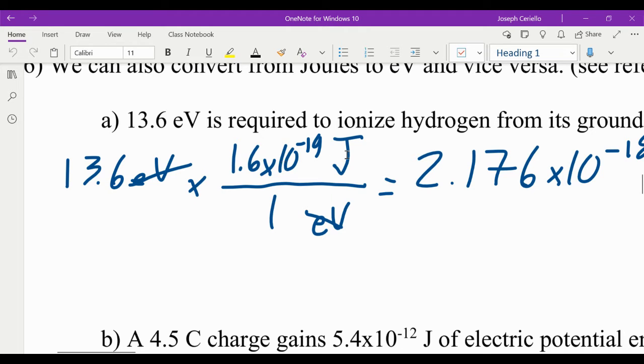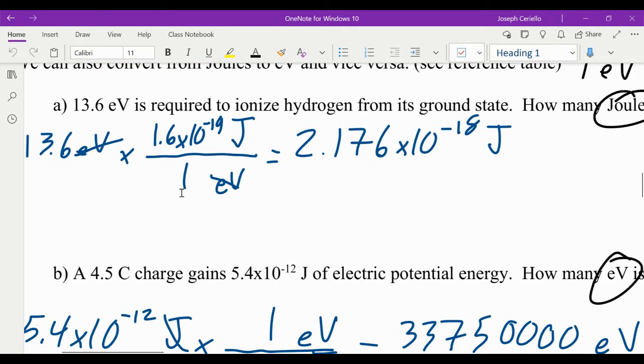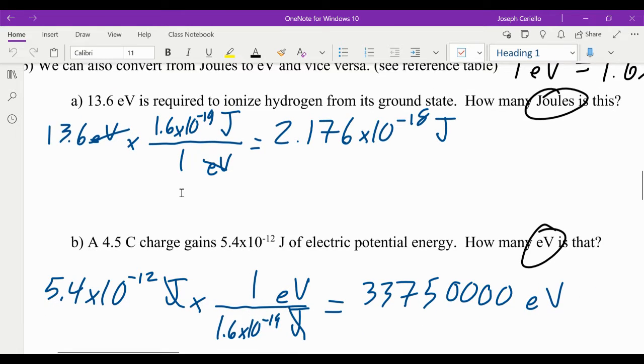So the unit I want to convert to is on the top. The unit that I have is on the bottom. How do I know I did it right? Well, the electron volts cancel. Multiply straight across, so you get 2.176 times 10 to the negative 18 joules.